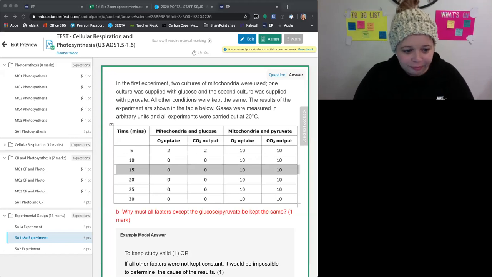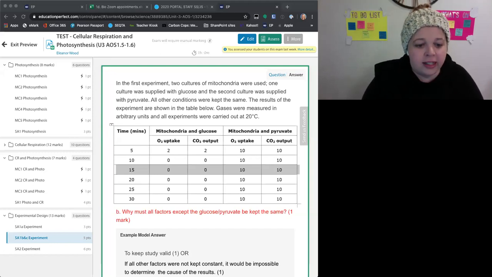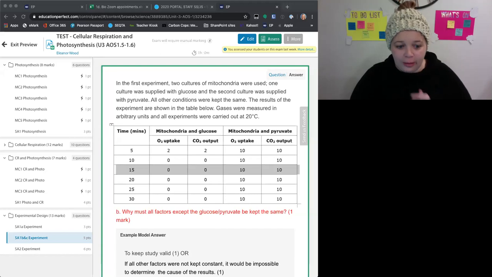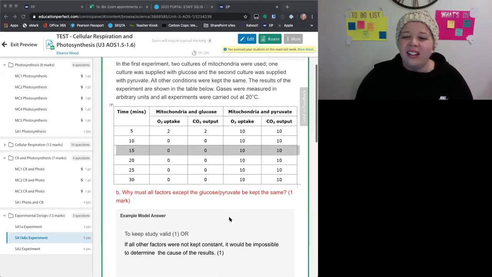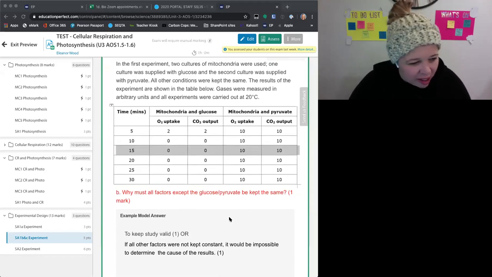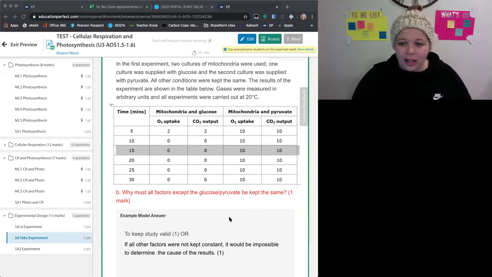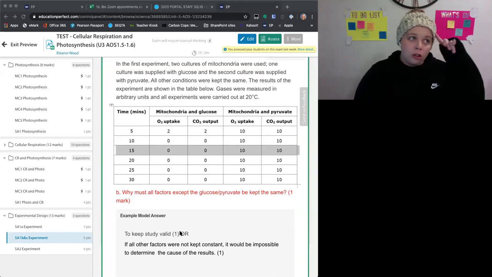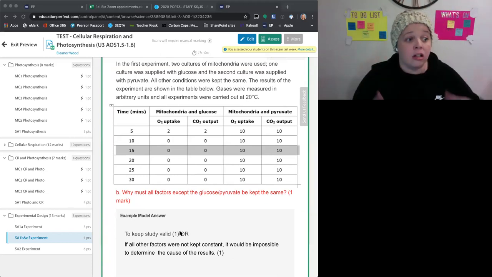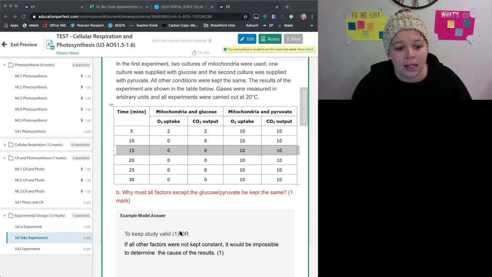Let's get this done. Why must all factors except the glucose and pyruvate be kept the same? A lot of people talked about accuracy and reliability. Reliability has to do with repeating the experiment. Accuracy is how close to the true value. What we're doing by keeping things the same is having one independent variable, and one independent variable refers to validity. So make sure you practice it in your brain and you go, yep, 1 IV, that means I'm valid.